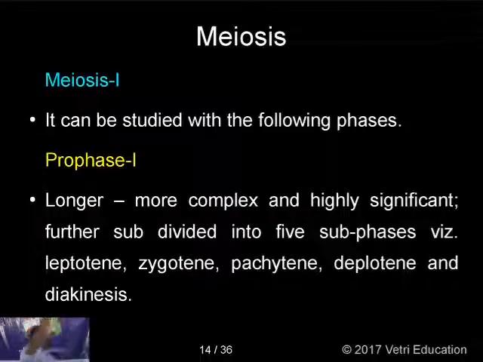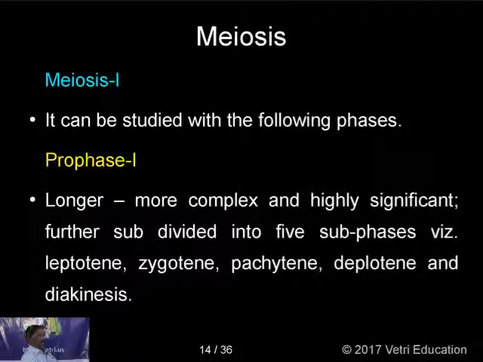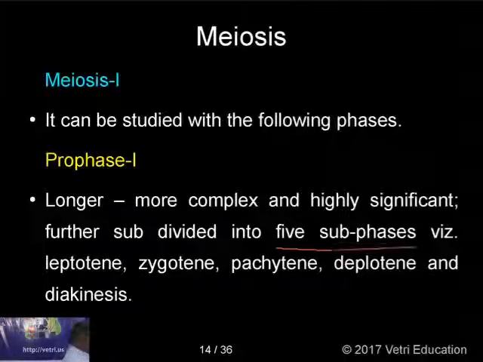Okay. So meiosis 1 you can study in the following phases. The first one is prophase 1. This prophase 1 is very long, more complex and highly significant. To understand it, because of its long duration, it is divided into 5 subphases. Those are leptotene, zygotene, pachytene, diplotene, and diakinesis.